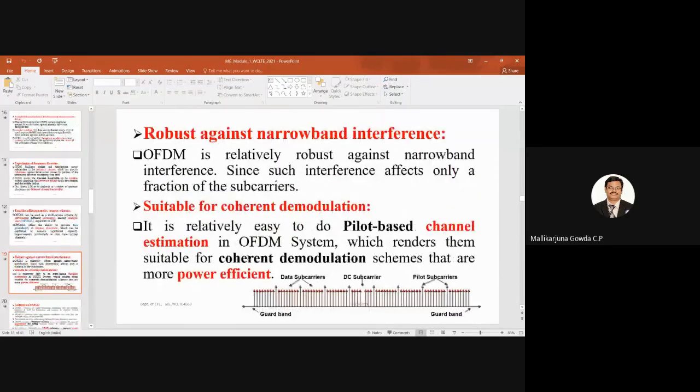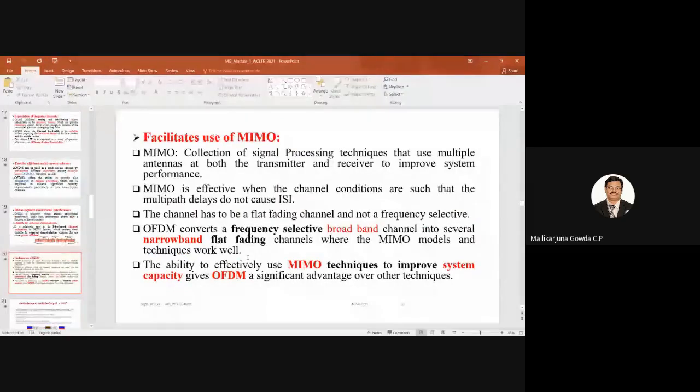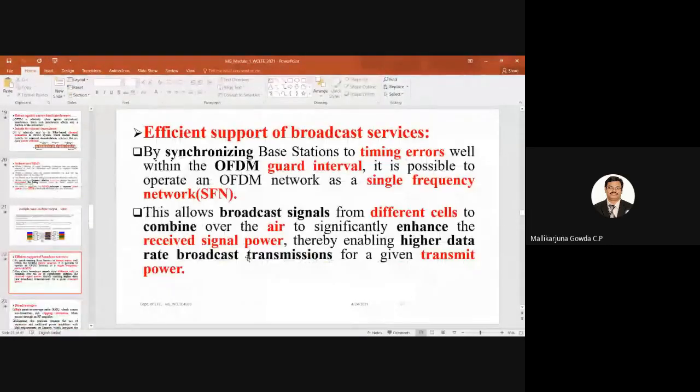Next is robust against narrowband interference. Then I said it is suitable for coherent demodulation. Then I said it facilitates the use of MIMO. Then efficient support of broadcast services. Okay, so these are all the advantages of OFDM.